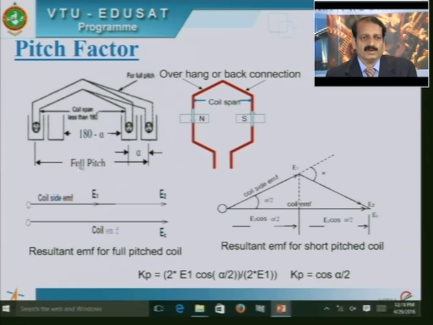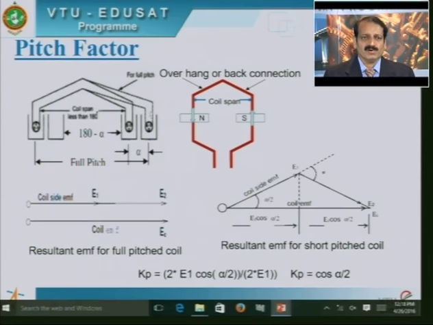And if we see a full pitch coil, the coil side EMF of the first coil side is, say, E1, and the coil side EMF of the second coil side is E2. These two EMFs are additive, so they are in phase. So the total EMF of the two coil sides put together will be the coil EMF, or EC. Pitch factor is defined as the ratio of the vector sum of the coil side EMFs to the coil EMF.